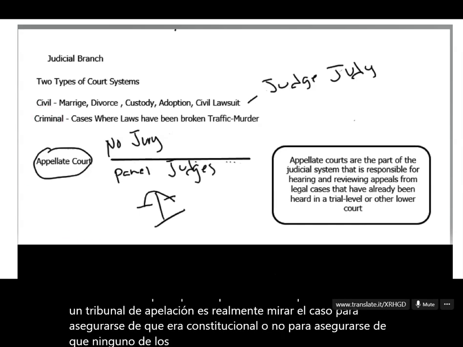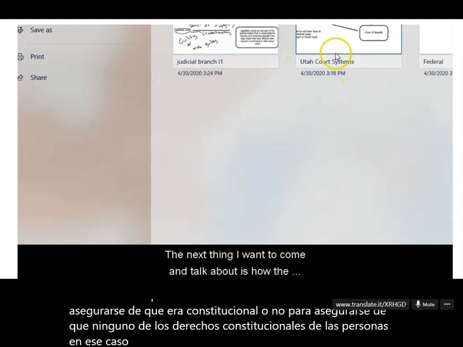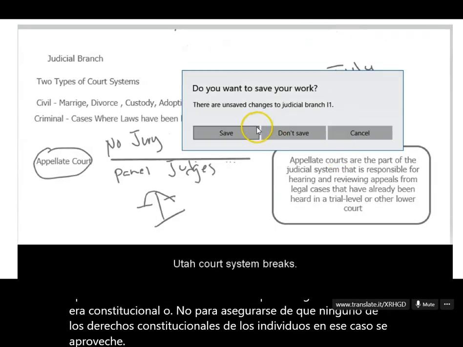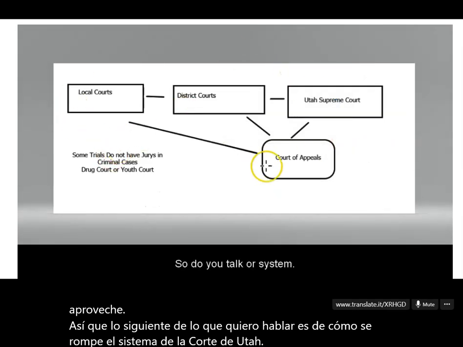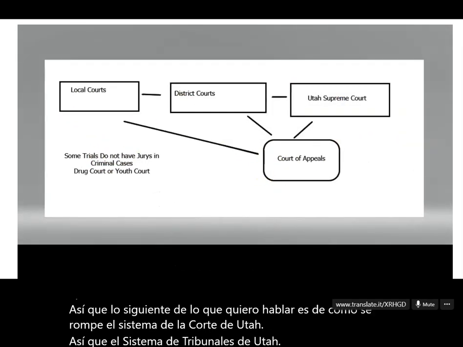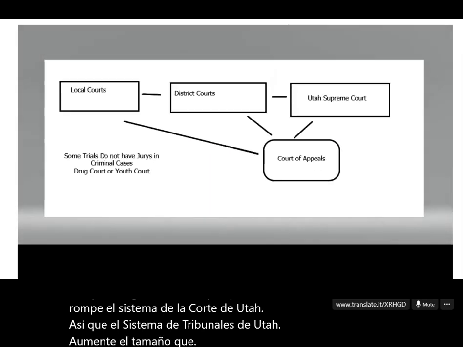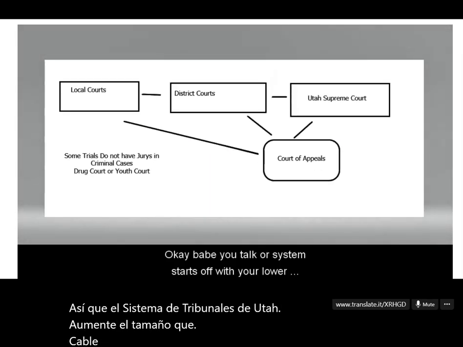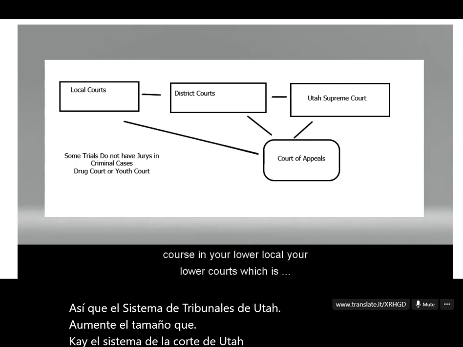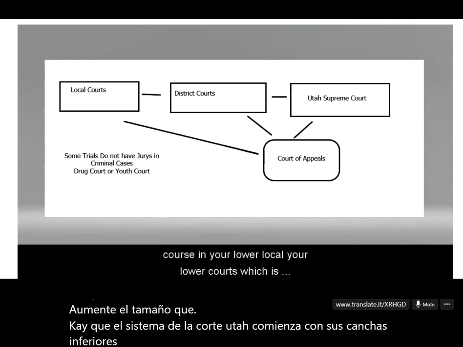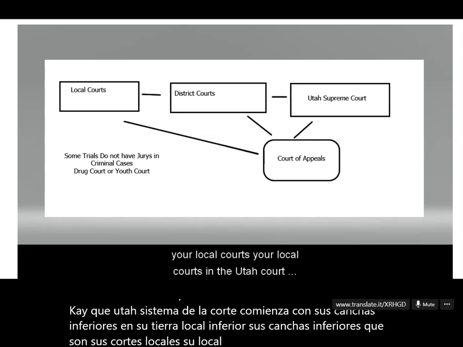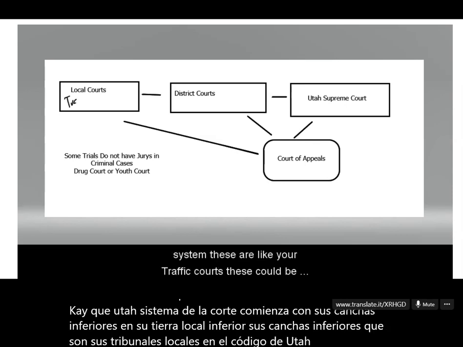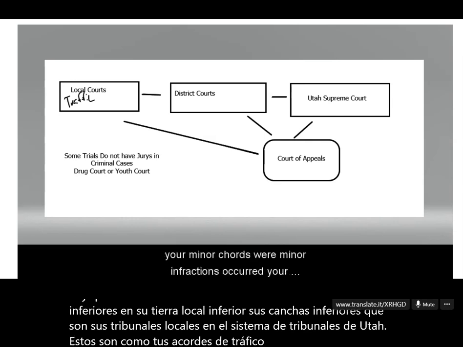Okay, to make sure that none of the constitutional rights of the individuals in that case were taken advantage of. So the next thing I want to talk about is how the Utah court system breaks down. So the Utah court system, I'll increase the size of that. The Utah court system starts off with your lower courts, which is your local courts. Your local courts in the Utah court system are like your traffic courts. These could be your minor courts where minor infractions occurred.